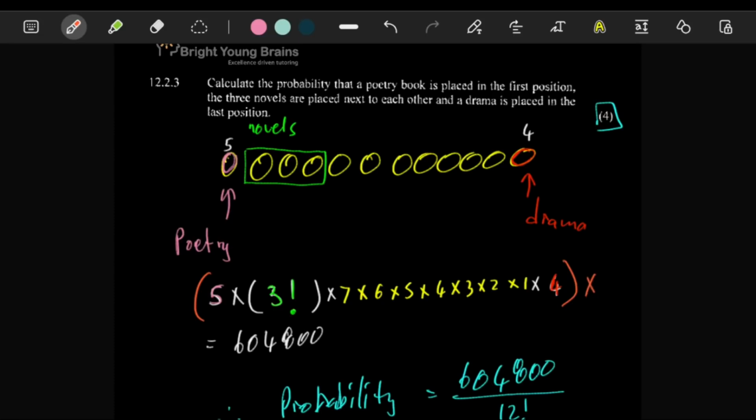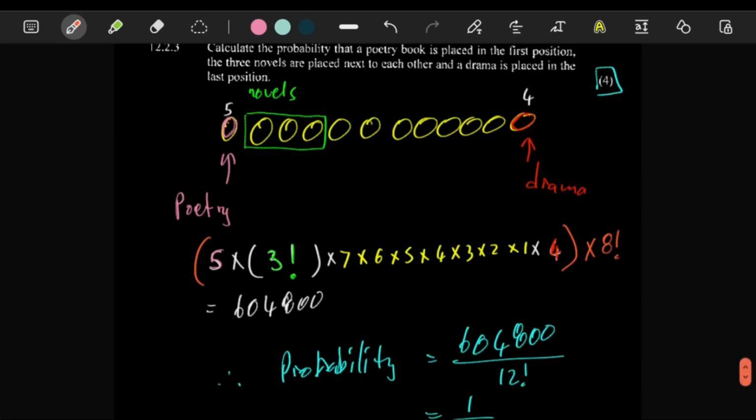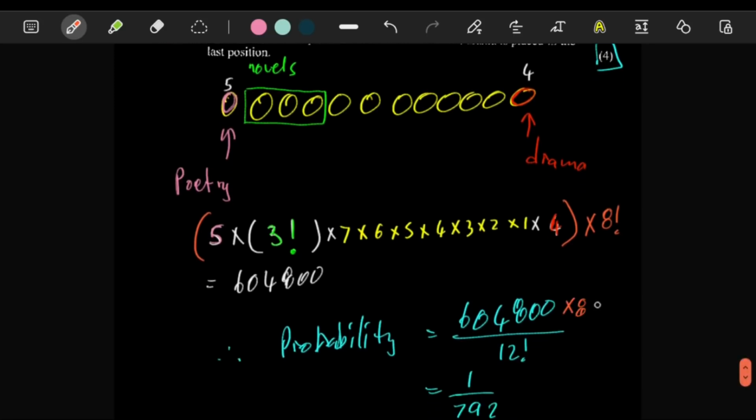What do I have to multiply it by? Let me actually pause and think. Oh yeah, I have to multiply it by 1, 2, 3, 4, 5. No. I have to multiply it by 1, 2, 3, 4, 5, 6, 7, 8 factorial. The reason I have to multiply it with 8 factorial is because these novels here are not stuck in the front. These novels can be anywhere in between any of these. So here I have to multiply this by 8 factorial.